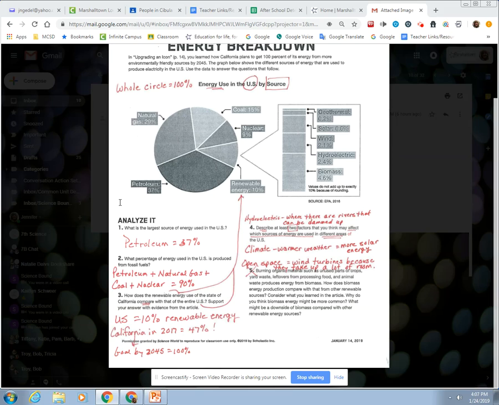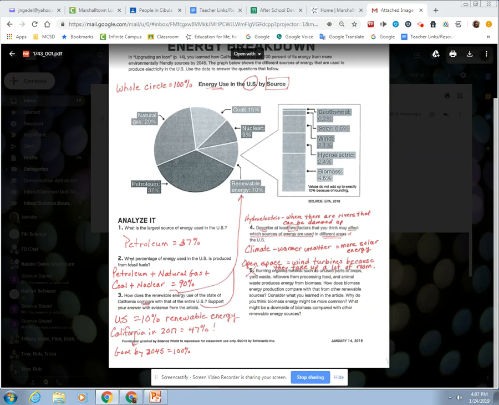So the first question is, what was the largest source of energy used in the U.S.? Well, it was petroleum because that's 37%. Natural gas was 29, coal was 15, nuclear was 9, and renewable resources, which are these 5 things over here, all 5 of these fall into this category. The largest piece of that pie, so to speak, was petroleum at 37%. So most people got that right.